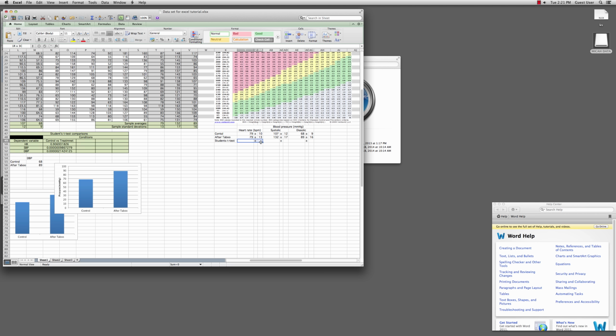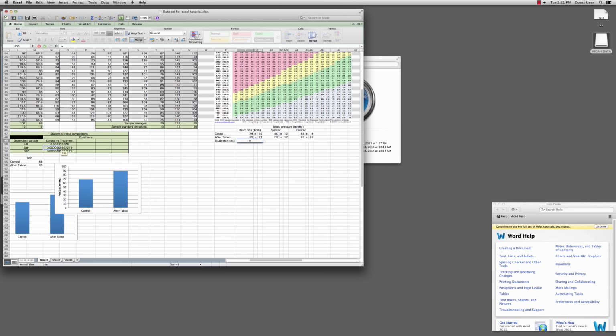Students t-test. I would merge and center that. Get rid of what was in there. Get a little overzealous. Alright, so merge and center those three under each of these. Alright, students t-test. Remember we did control versus taboo for each one of these.